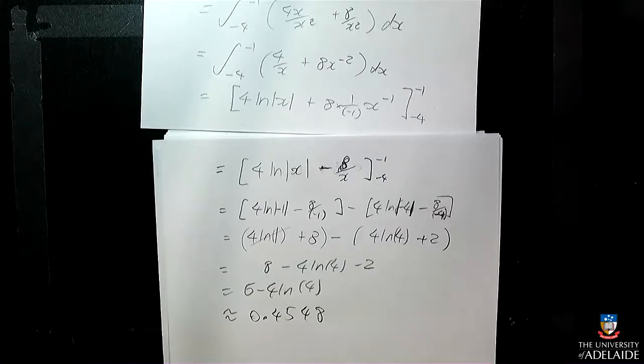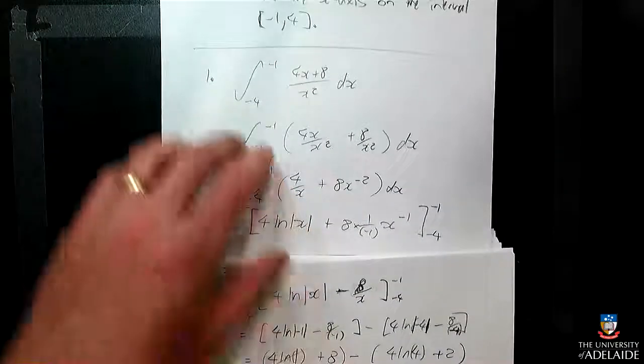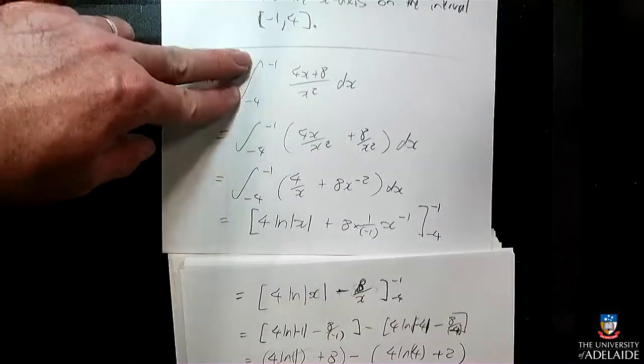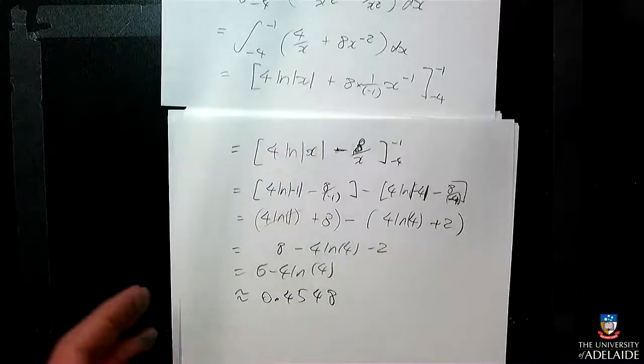So when I look at all the numbers that integral produces, and I average them out across the distance that it's going along, I get 0.4548. So the average value of this is going to be 0.4548 divided by this distance, which is 3. Okay.